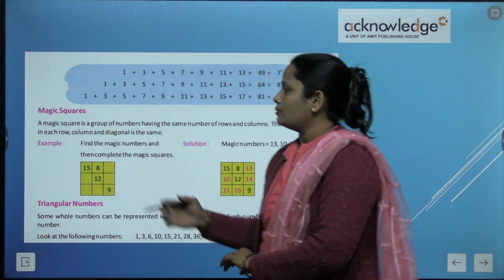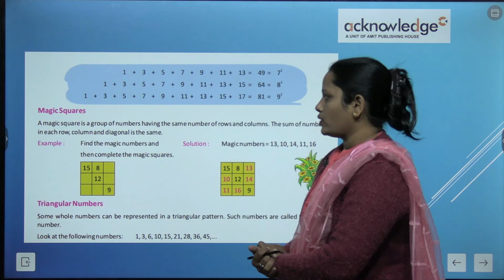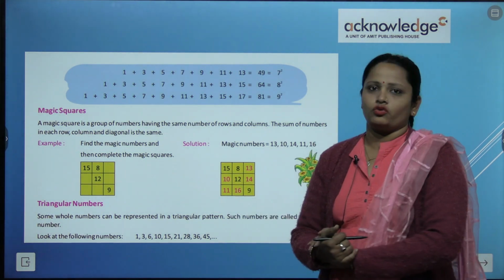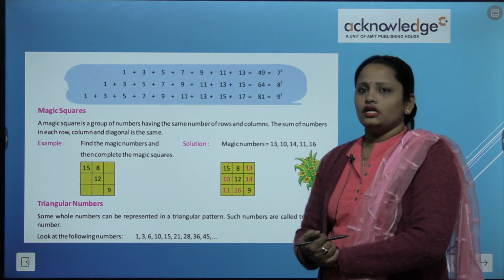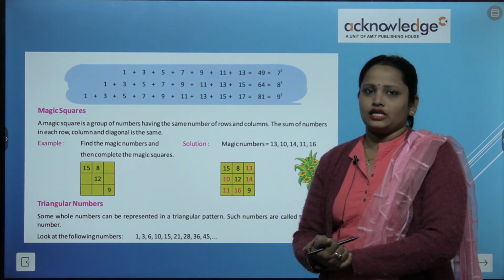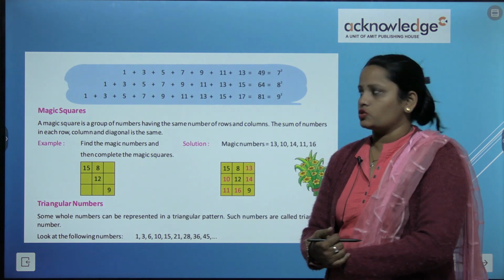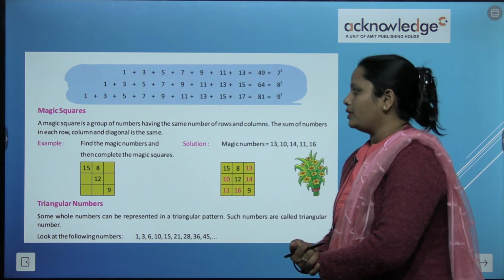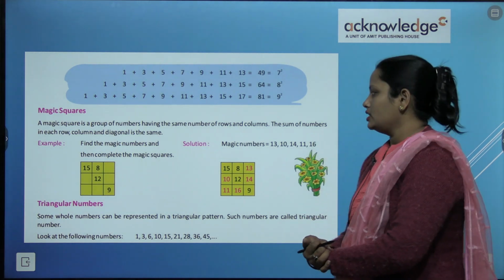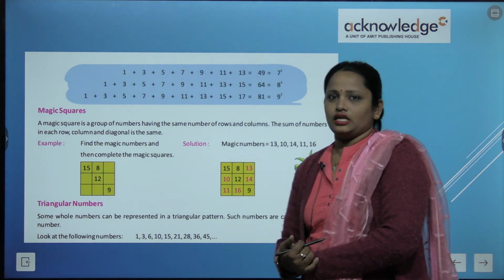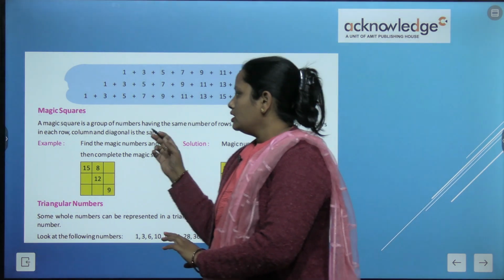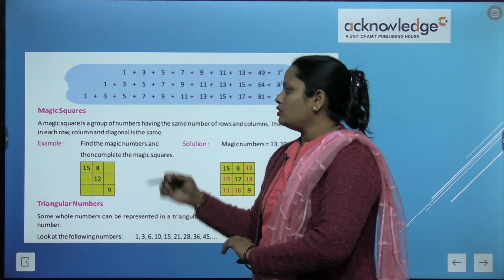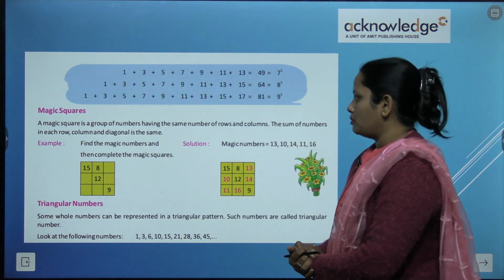Now let's learn about magic squares. Magic squares क्या होते हैं? A magic square is a group of numbers having the same number of rows. ये एक ऐसा नंबर है जिसमें एक तरीके के ही रोज हैं या फिर कॉलम्स हैं. The sum of numbers in each row, column and diagonal is the same. So ये जो numbers हैं हर एक row में या column में या diagonally ये same होते हैं. For example, find the magic number. Magic number हमें ढूंढना है.